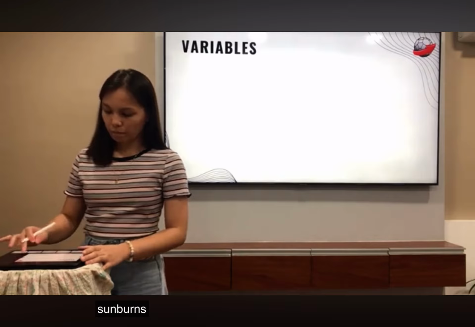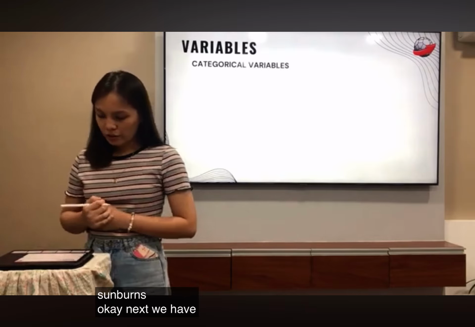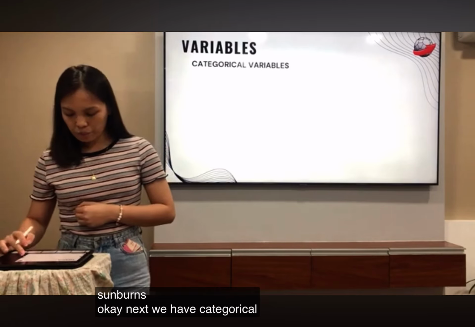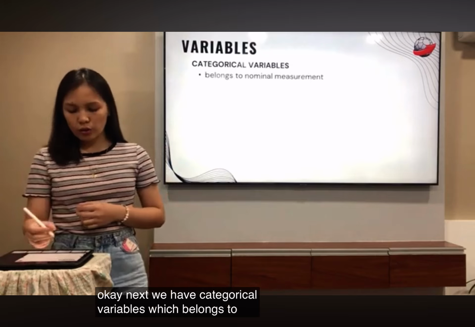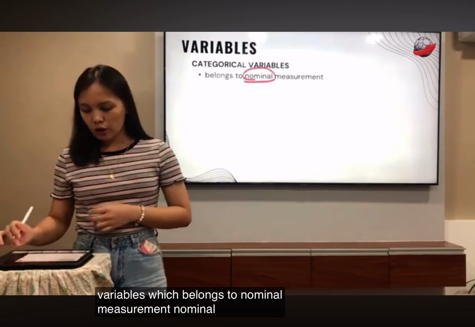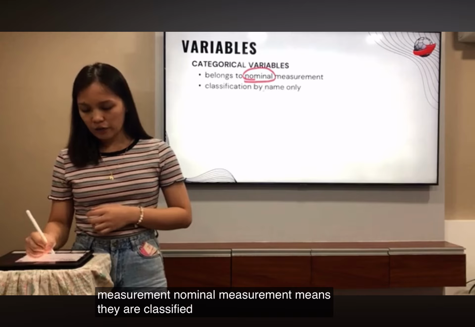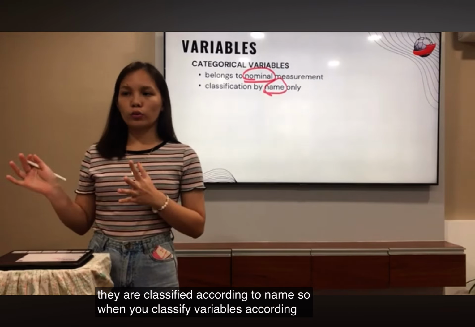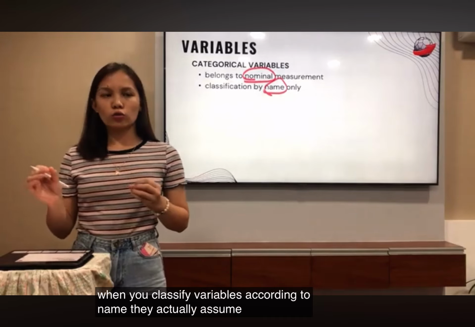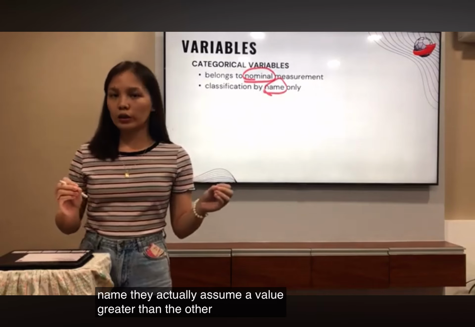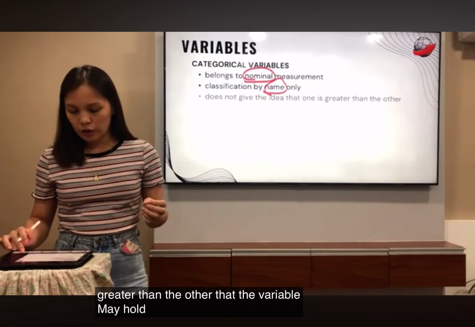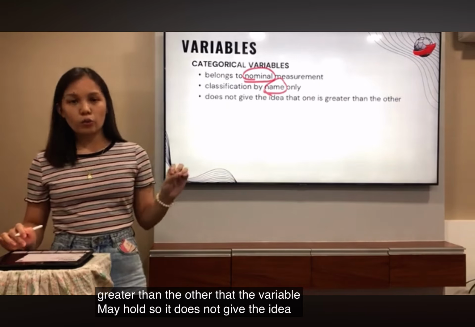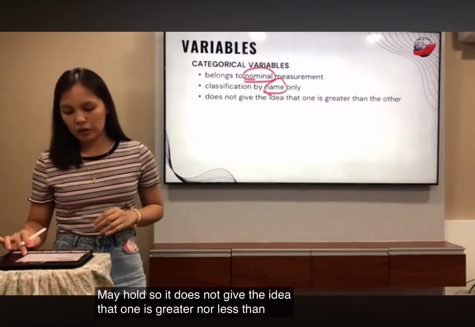Okay. Next, we have categorical variables, which belong to nominal measurement. Nominal measurement means they are classified according to name. So when you classify variables according to name, they do not actually assume a value greater than the other that the variable may hold. So it does not give the idea that one is greater nor less than the other.